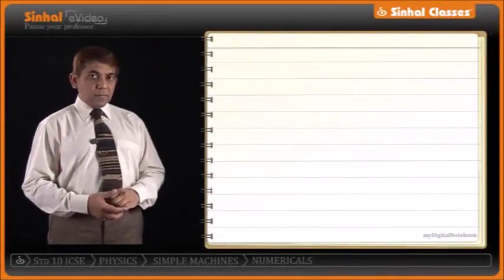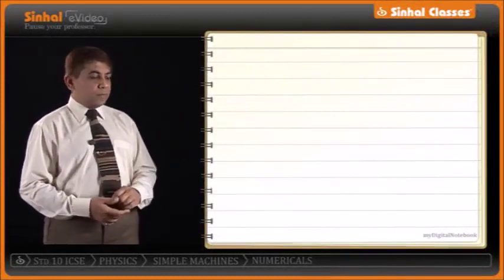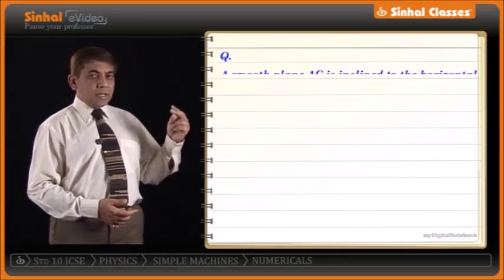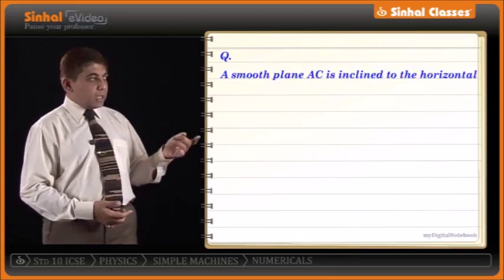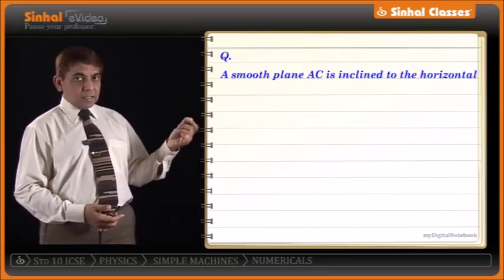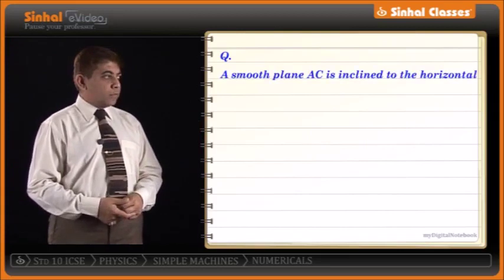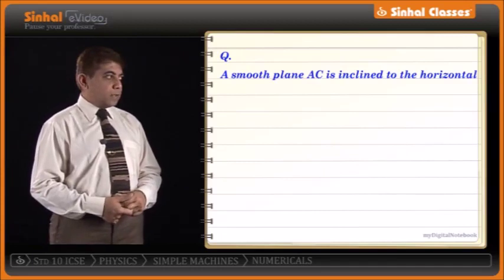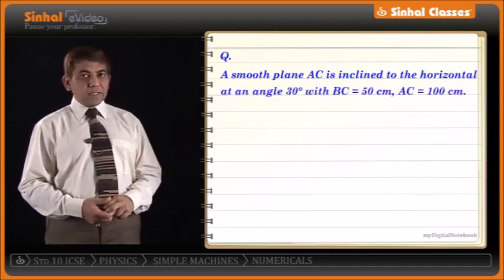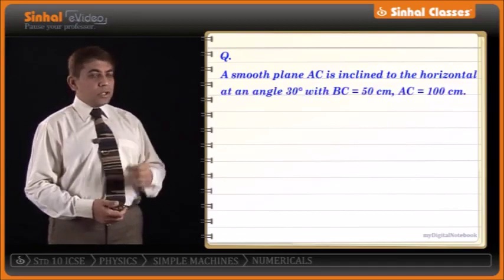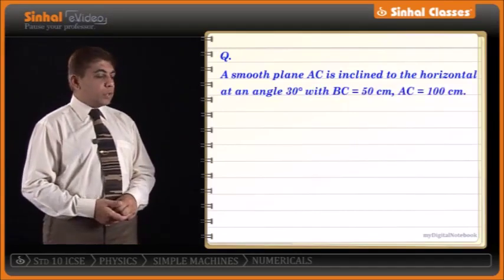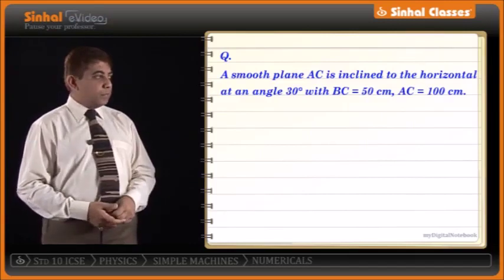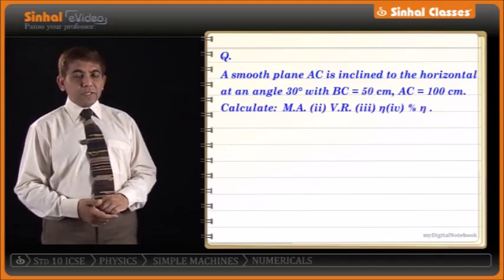Let's go on to another one, wherein we are considering an inclined plane. A smooth plane AC is inclined to the horizontal at an angle of 30 degrees. So the angle of inclination is given as 30 degrees with respect to the horizontal. Length of BC is given as 50 centimeter. Length of AC is given as 100 centimeter. That is, length of the hypotenuse is given as 100 centimeter. You are asked to calculate the mechanical advantage, the velocity ratio, and the efficiency in terms of percentage.